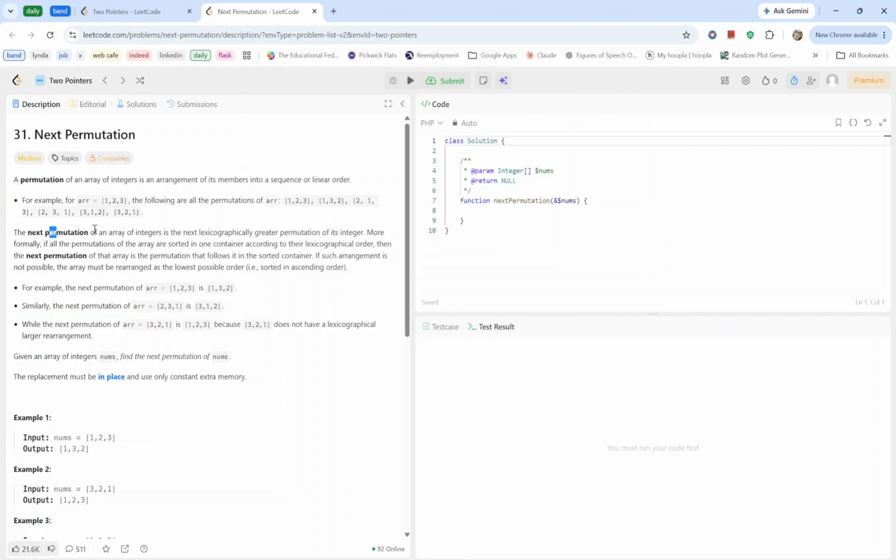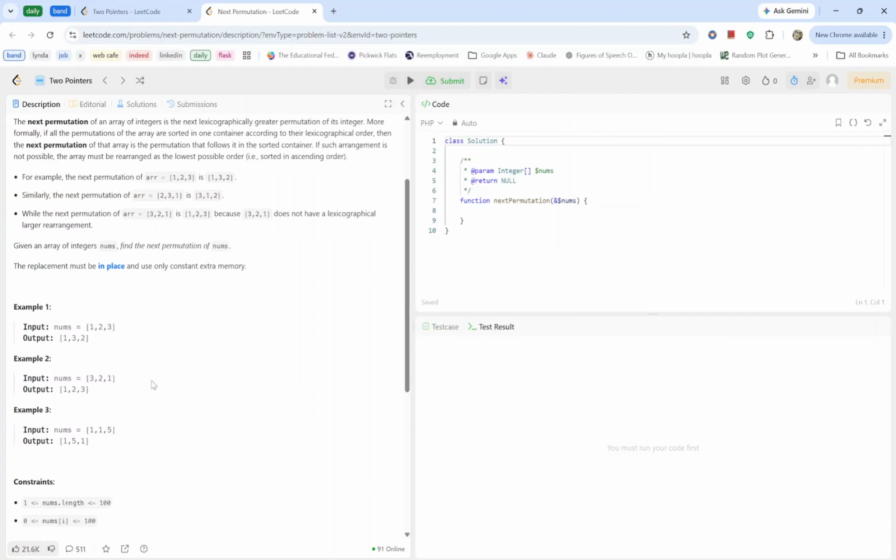I just read all this and I don't actually understand what I'm reading. Maybe I just look at the example. For example, the next permutation of array 1, 2, 3 is 1, 3, 2. Similarly, the next permutation of array 2, 3, 1 is 3, 1, 2. While the next permutation of array 3, 2, 1 is 1, 2, 3 because 3, 2, 1 does not have a lexicographically larger rearrangement. Given an array of integers nums, find the next permutation of nums. The replacement must be in place and use only constant extra memory.